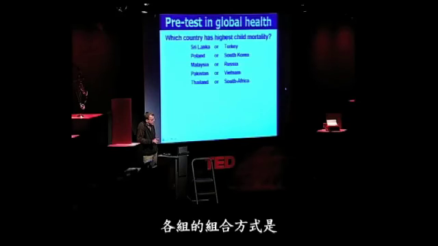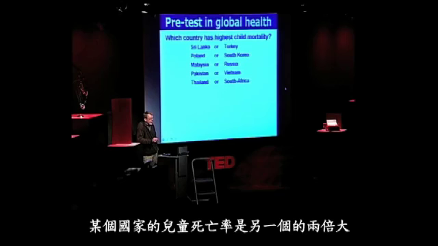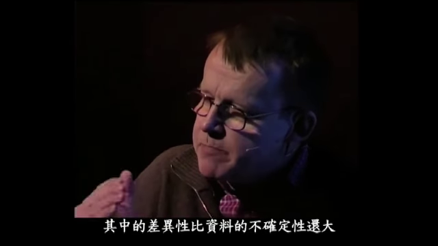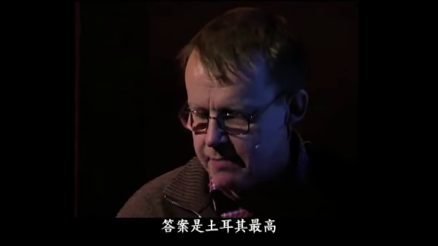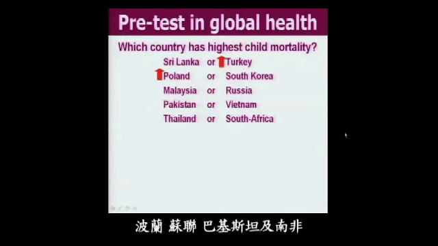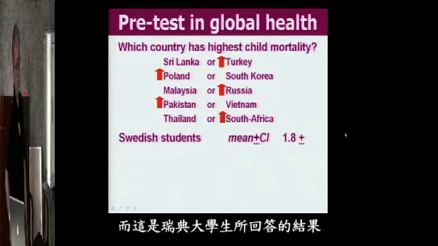And I put them together so that in each pair of country, one has twice the child mortality of the other. And this means that it's much bigger the difference than the uncertainty of the data. I won't put you at a test here, but it's Turkey, which is highest there, Poland, Russia, Pakistan, and South Africa. And these were the results of the Swedish students.